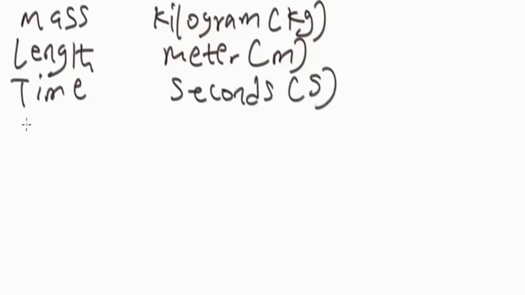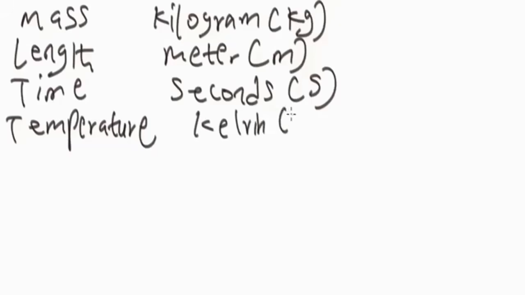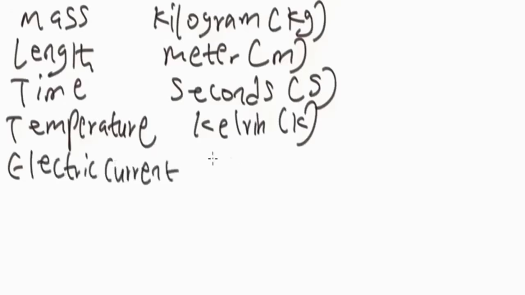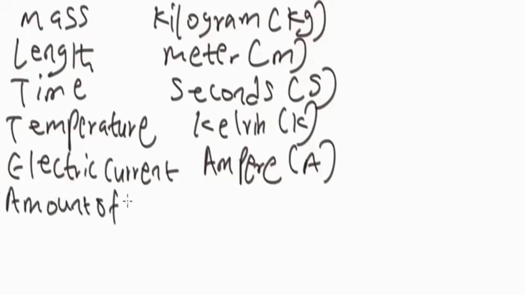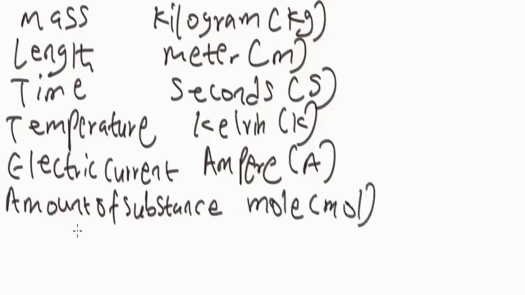Short form is s. We also have our temperature. The unit of temperature is Kelvin. Short form is K. We also have our electric current. The unit of electric current is ampere. Short form is A. We also have our amount of substance. The unit of amount of substance is mole. Short form is mol.